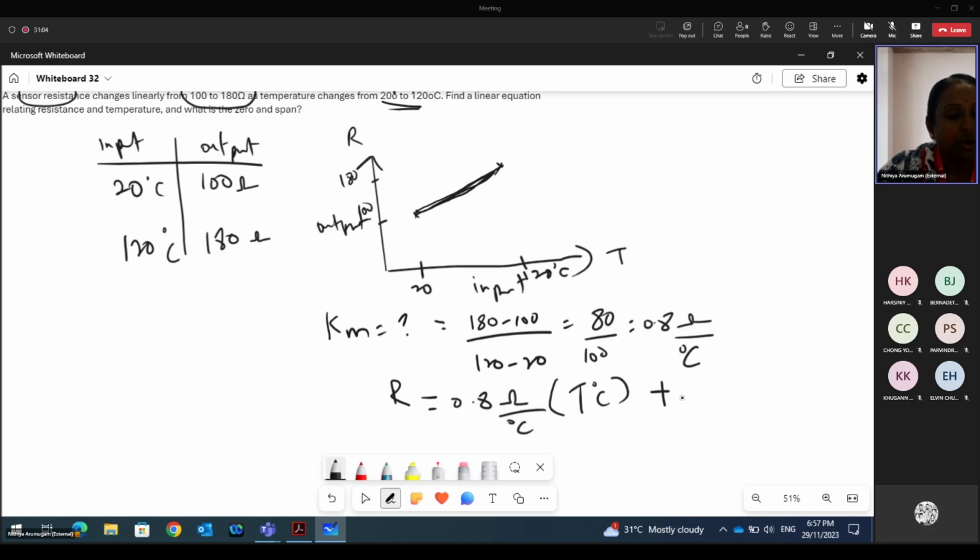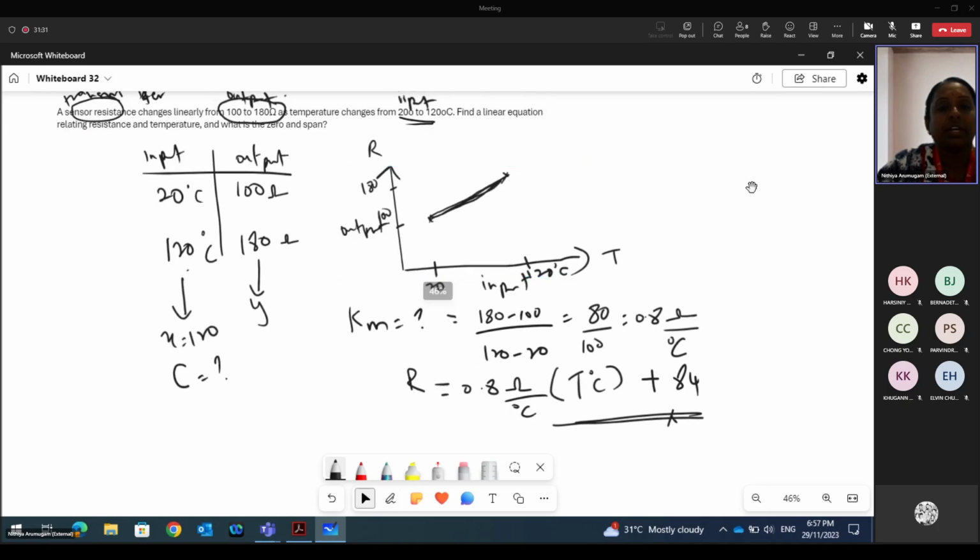We don't know what the y intersection is here, so how are we going to calculate? Let's say I have my y as 180 and x as 120. What is my intersection will be the c. By replacing that, I'll get my intersection as 84. So this is the linear equation.